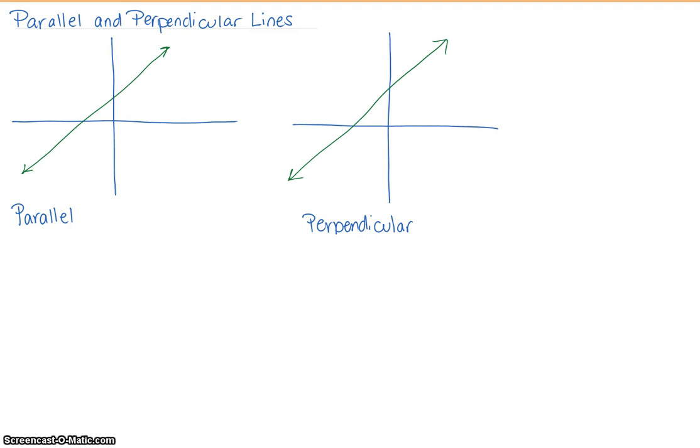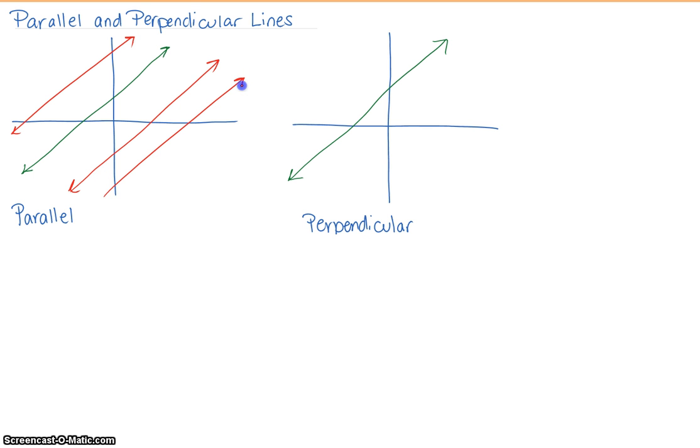So now we know a little bit about slope and how to draw lines. Now we're going to look at parallel and perpendicular lines. Parallel lines, as we know, never intersect. So given the green line, I can draw infinitely many parallel lines.